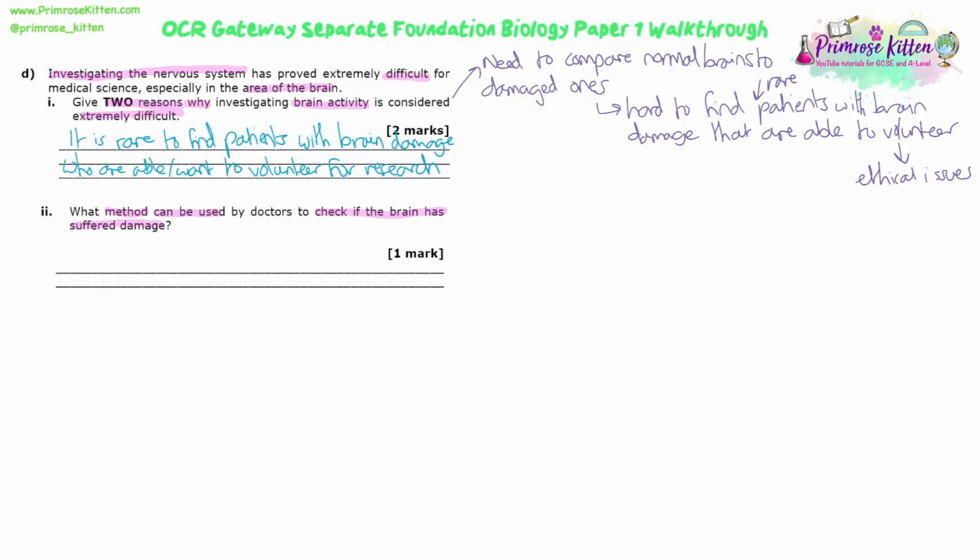So this is like an investigative method. How can we look at the brain to see if it's had some damage in a relatively safe way? Well, it will be a scan in order for us to be able to see and visualize the brain inside the skull. And the normal brain scan that we use is an MRI. We'll look at some other examples of answers to this question in the mark scheme, but I'm going to go for MRI.